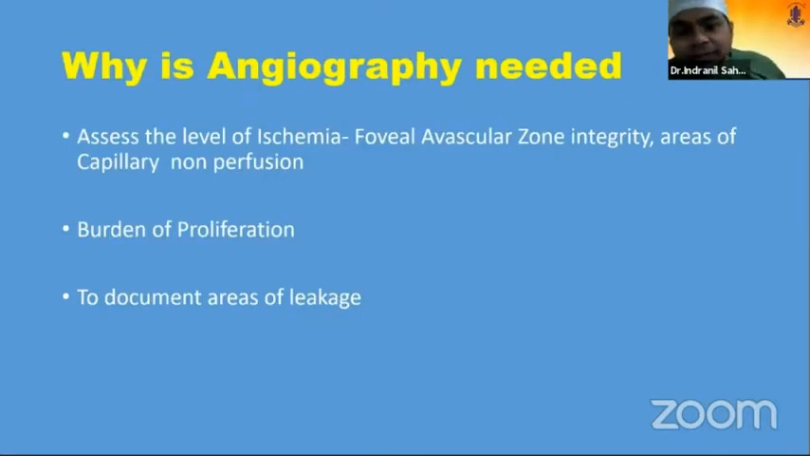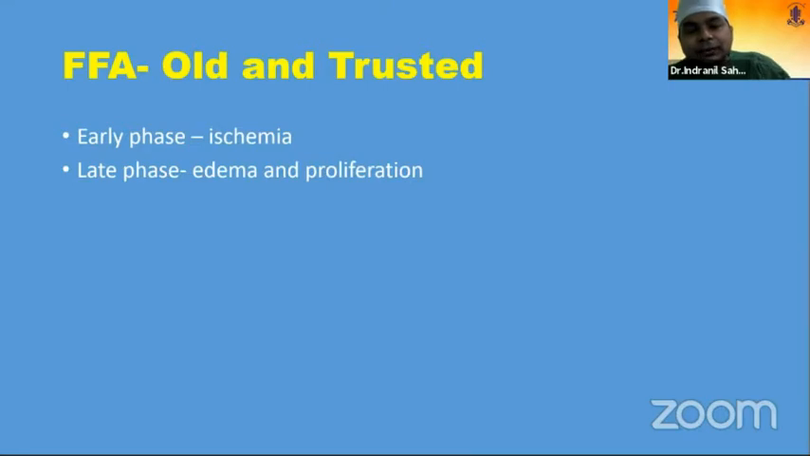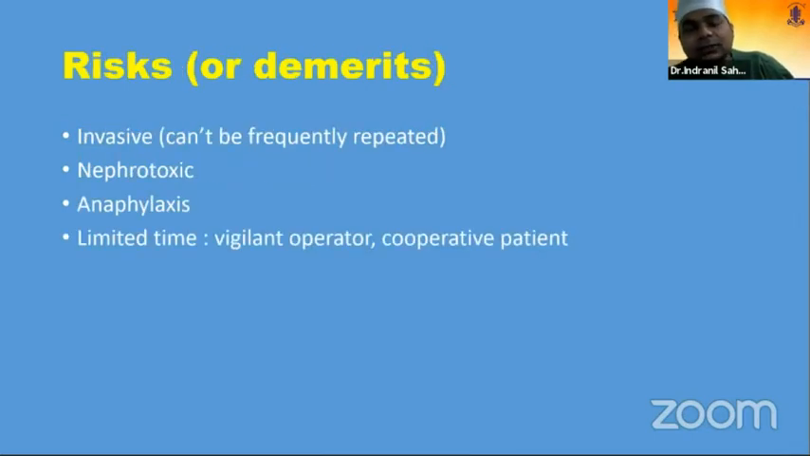Angiography is needed to assess the level of ischemia, to document the burden of proliferation, and to document areas of leakage. When we are doing FFA, the conventional teaching is that the early phase tells you about the ischemia, and the late phase talks about the edema and the proliferation that one needs to deal with. Risks of FFA are known to everyone: it's an invasive test, so you can't keep doing it again and again on the same patient. It's nephrotoxic, there is a risk of anaphylaxis, and the operator has very limited time to catch a lot of information which would help in the further treatment of the patient.